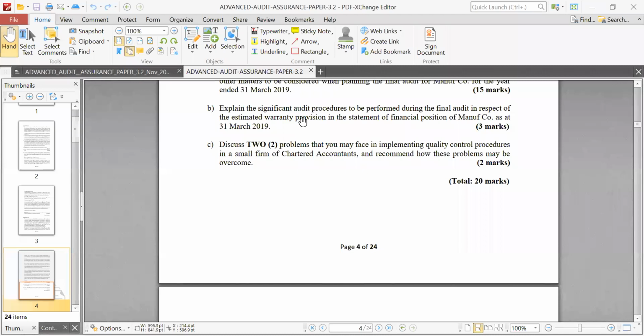Number 1 is inquiry, number 2 is confirmation, number 3 is inspection of documents, number 4 is inspection of tangible assets, number 5 observation, number 6 recalculation, 7 reperformance, and 8 analytical procedures. Please, if you remember this, just say yes. So these are the generic audit procedures. You need to always remember them.